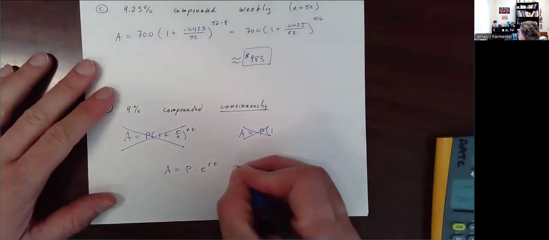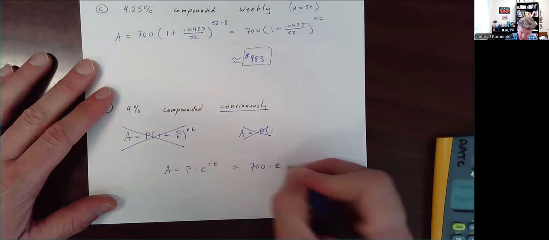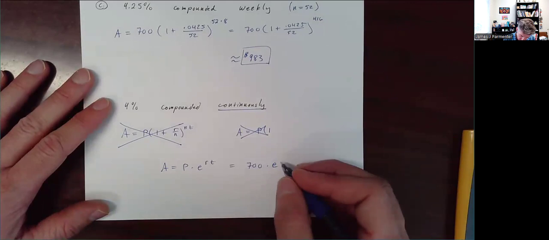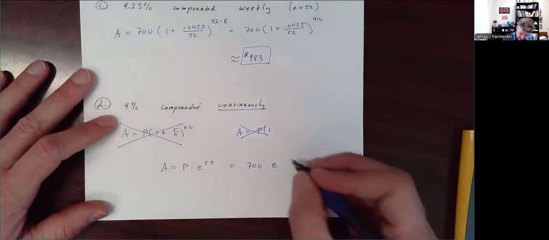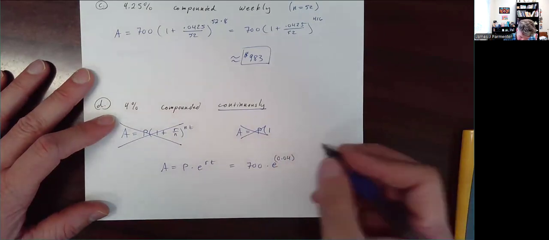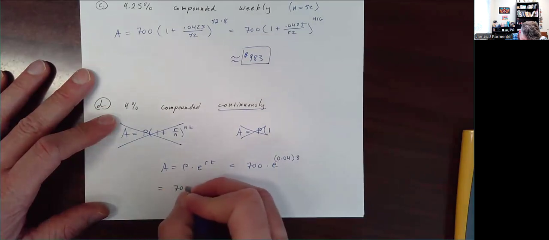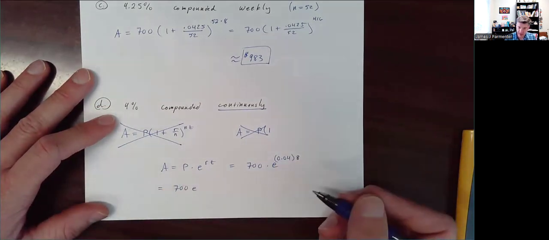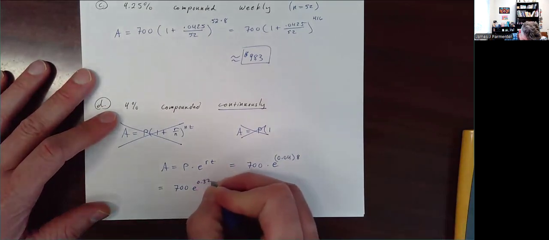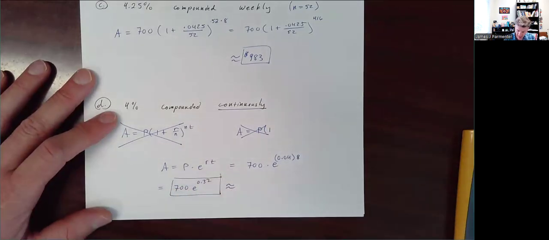So in this case, that's going to be still my principal, $700, times E, which is just the number E, it's approximately 2.7, raised to the R times T, where R is our 4%, but as a decimal, that's 0.04, times the number of years, which is still 8. I could simplify this a tiny bit and get 700 times E to the 8 times 0.04, which is 0.32. That's an exact answer.